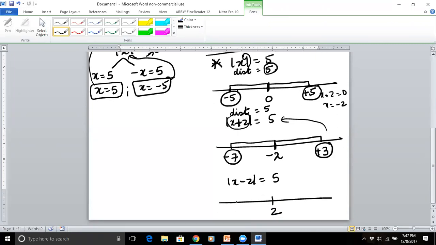And finally, mod of x minus 2 is equal to 5. I know that the origin is at 2, so the distance I need to travel now from the origin 2 is 5 units. So 5 units to the right, plus 7, 5 units to the left, which is minus 3. That would be the two solutions of the mod, right?